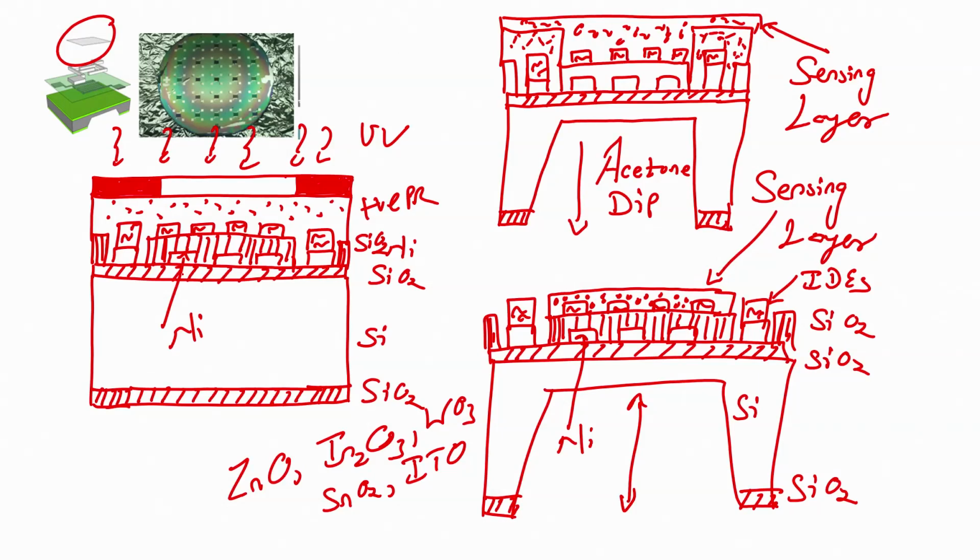Now, we need to have interdigitated electrodes for the sensing layer, right, so that we can measure the resistance of the sensing layer. That is why we have interdigitated electrodes on which we have the sensing layer.